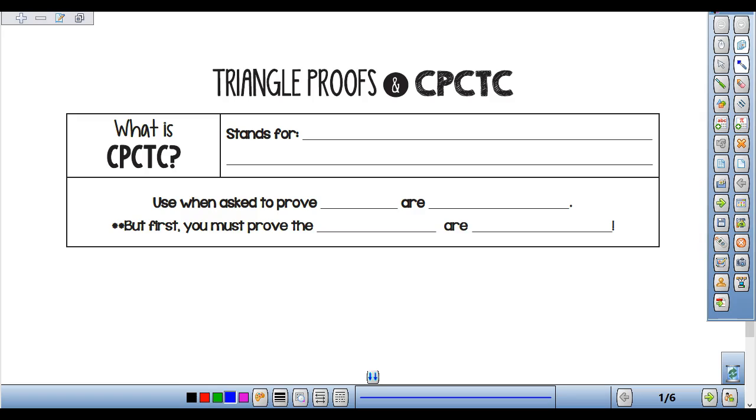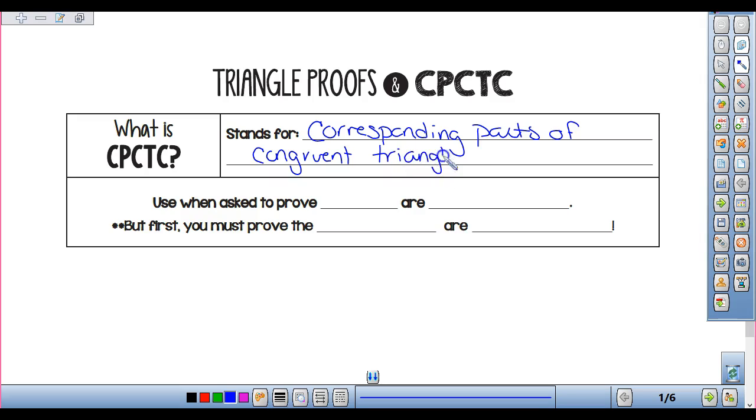All right. So with this T in there, it is going to be corresponding parts of congruent, and what shape have we been talking about? What is what the T stands for? Triangles are congruent.